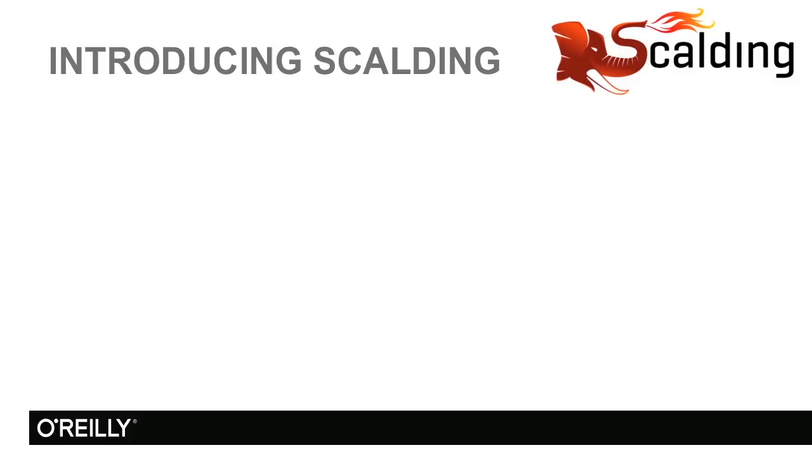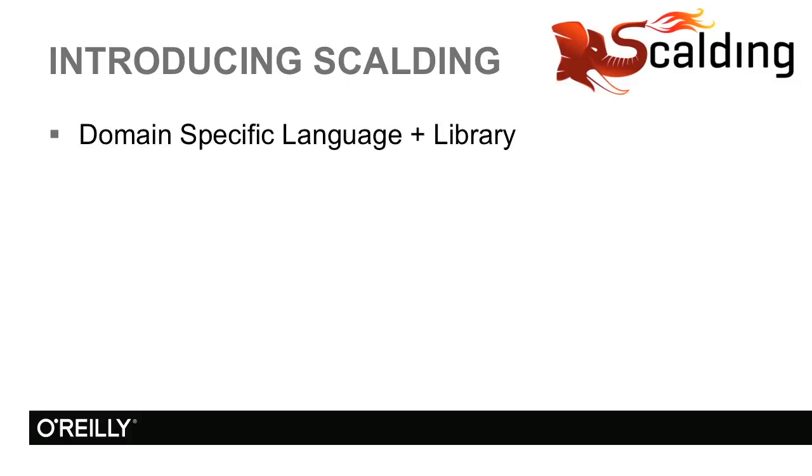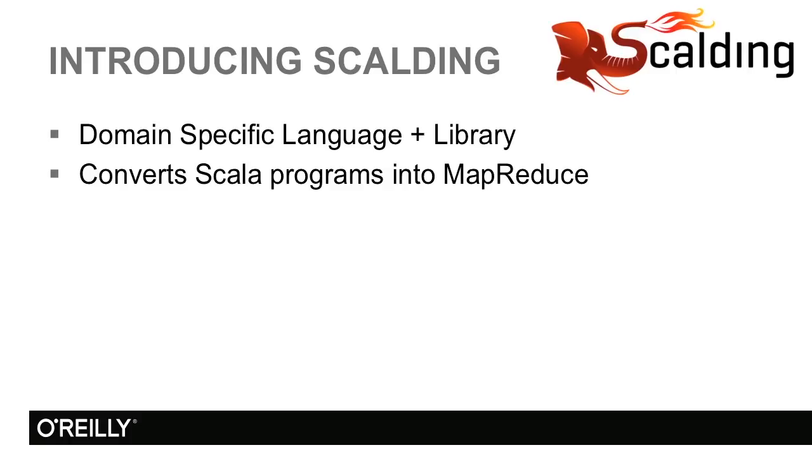Now let's see what is Scalding. Scalding is a domain-specific language and a library for Scala, which allows us to program our MapReduce in a very easy way. The domain-specific language will be converted into MapReduce eventually, so you will have the same ultimate execution target as if you are programming in Java, only you will be significantly more productive in that work.